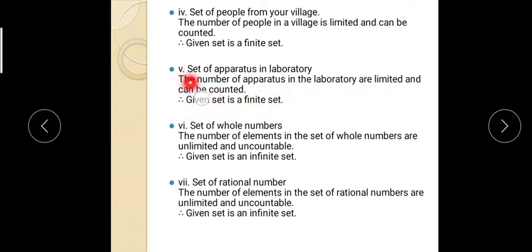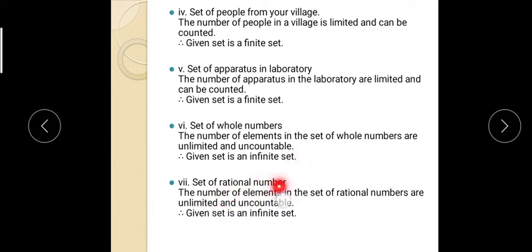It is a one mark question. Mentioning the reason is compulsory. Else, if you only write that the given set is finite, then you will get only half marks. Set of whole numbers. The number of elements in the set of whole numbers is unlimited. Yes, because it starts from 0, but what is the end number of whole numbers? We can't say, because it is uncountable, unlimited. And therefore it is an infinite set.